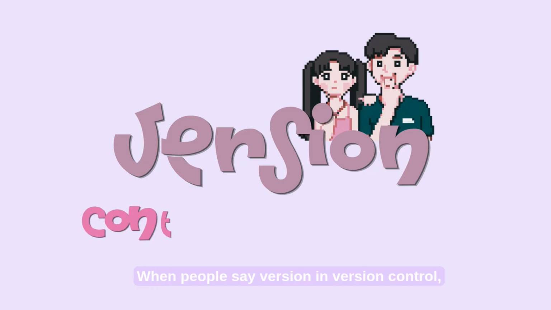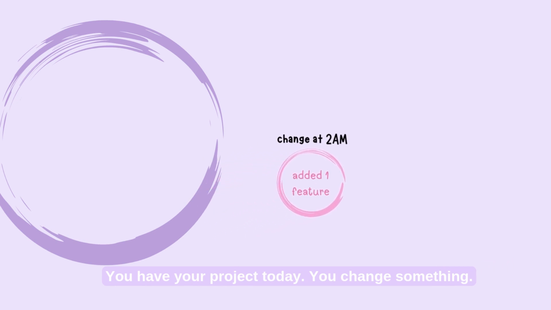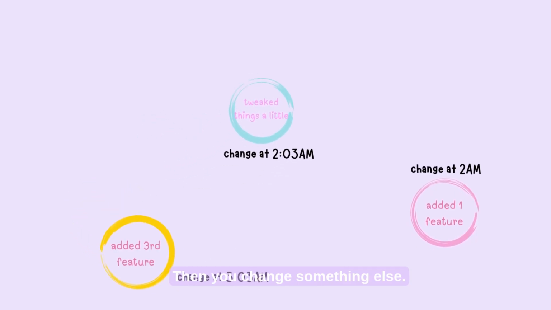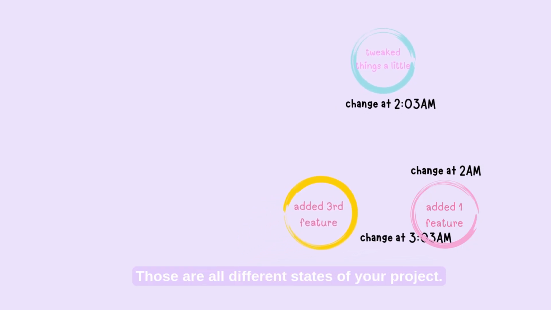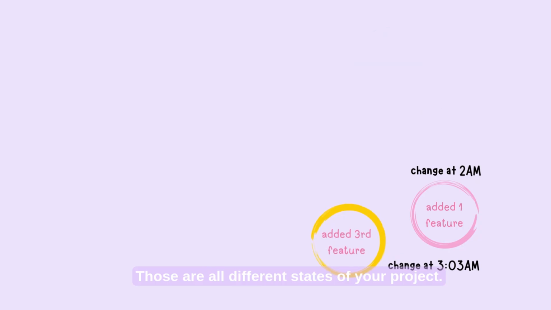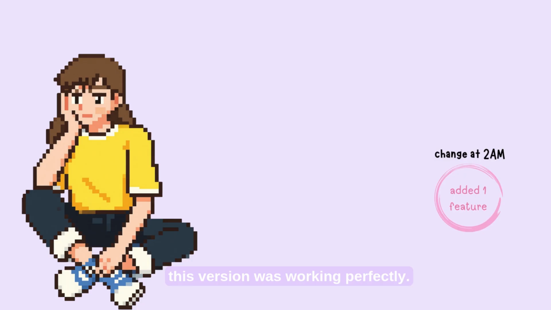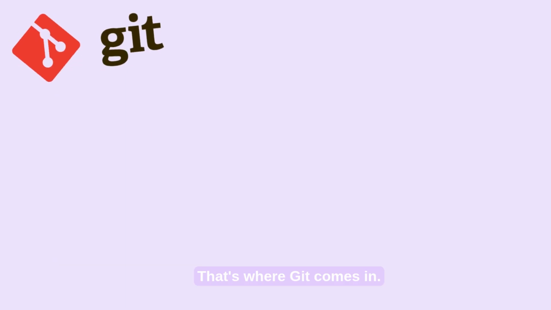When people say version in version control, they basically mean a particular state of your project at a particular point of time. You have your project today, you change something, then you change something else, then you fix a bug, and then you add a feature. Those are all different states of your project. And wouldn't it be nice if you could say, hey, this version was working perfectly. I want to remember this one. That's where Git comes in.